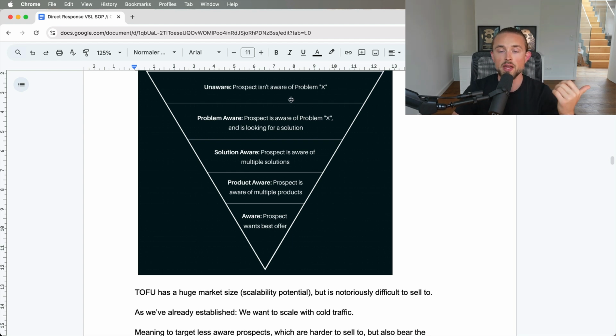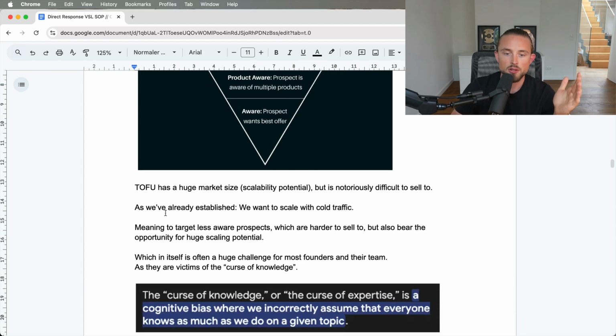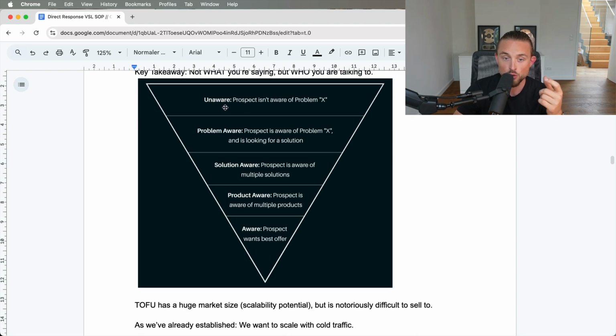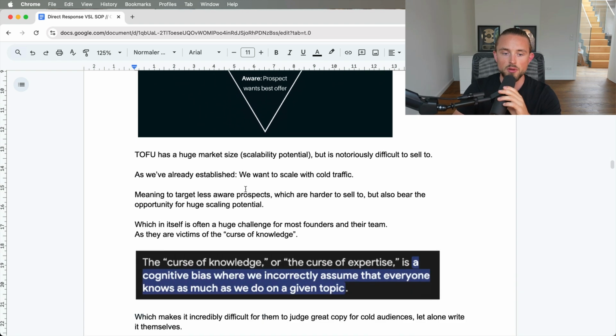Now, it's obviously super incredibly difficult to sell to this audience because they're so unaware. They don't even know that they have a problem, or they just know that they have a problem, but don't know how to solve this problem, right? So obviously we want to scale with cold traffic, but the less aware the prospects, the harder to sell to them. So we really have to figure out how can we talk to these people, right? Who are these people exactly, and how can we talk to them?